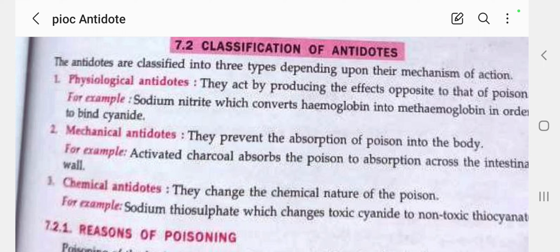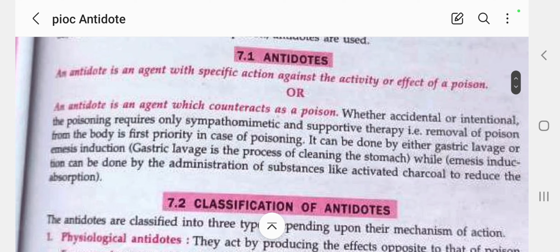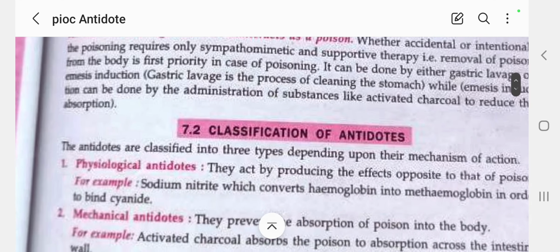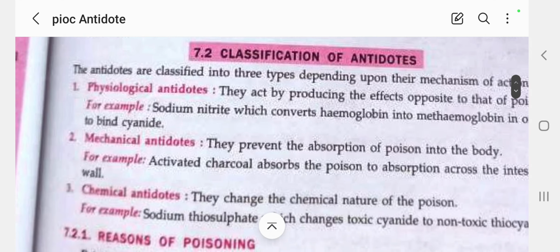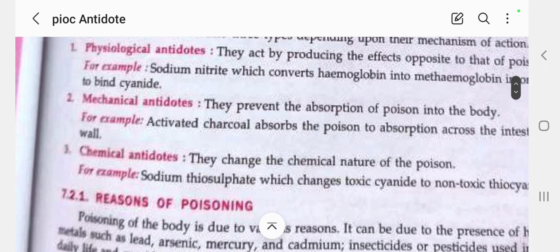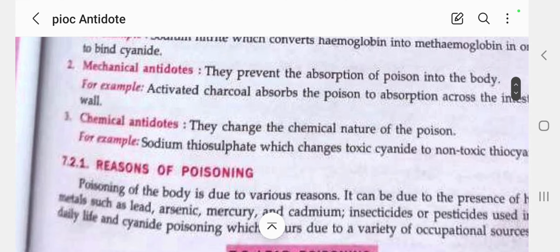The second one is the mechanical antidote. They prevent the absorption of poison, as in induction of emesis. That means we immediately prevent it from entering other organs with the help of activated charcoal. Next, the chemical antidote, which changes the chemical nature, like sodium thiosulfate, which changes toxic cyanide into non-toxic thiocyanate. These are the mechanisms of action.